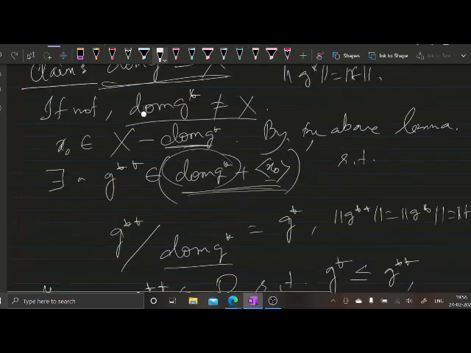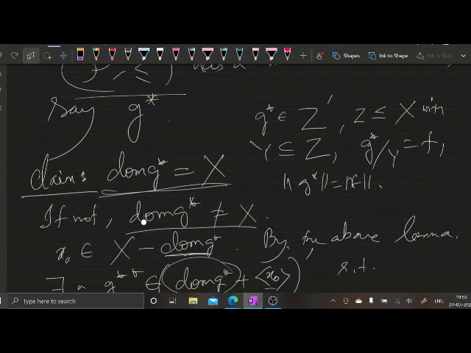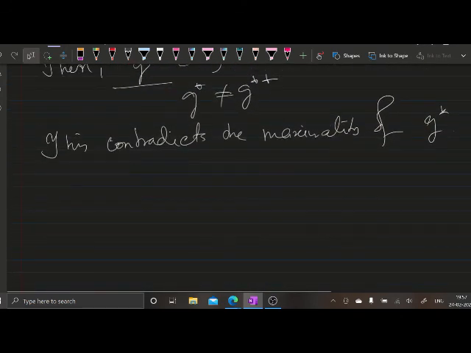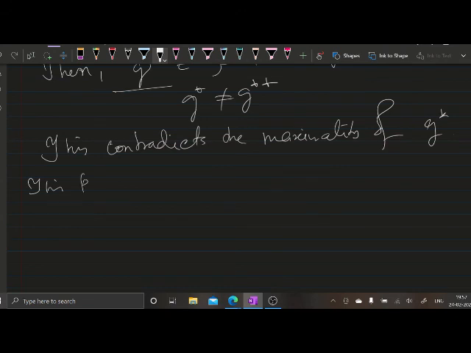So, therefore, G star is our coveted bounded linear functional that is an extension of F satisfying that if you take the restriction to Y then it will be F, and norm of G star is norm of F. Okay. So, this completes the proof for the real case.